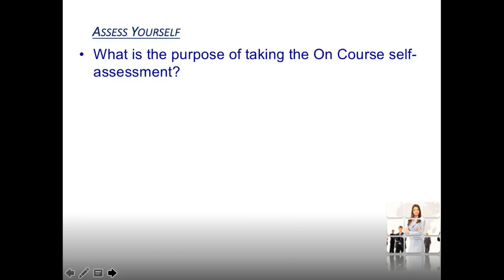Now that we understand what success is and we've defined how we will measure success for the purposes of this class, we need to consider where each of us are in regards to success. Therefore, I'm asking each of you to take some time to assess yourself with the provided assessment. Why are we doing this? And what's the purpose in taking the on-course self-assessment?